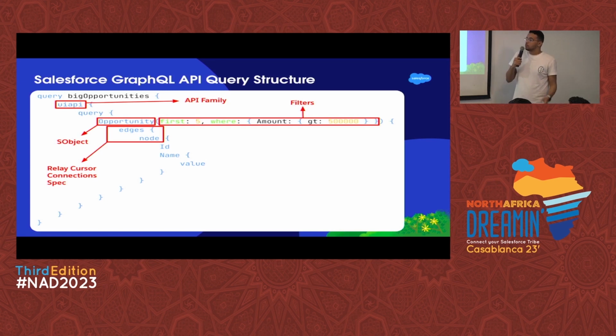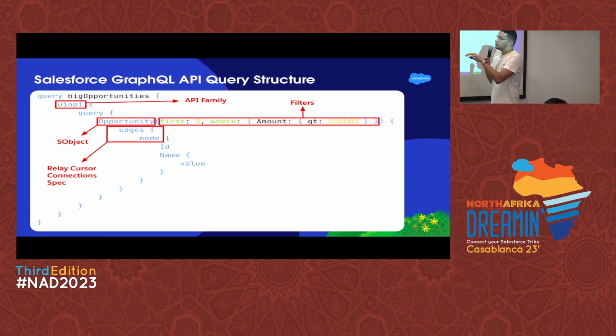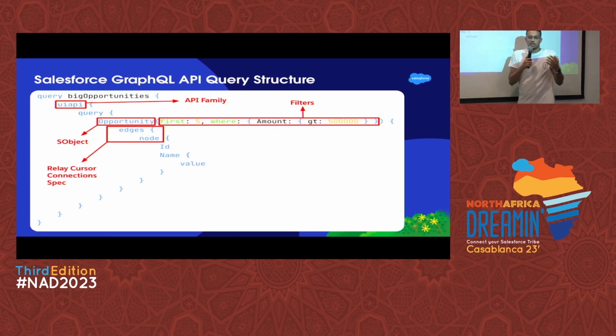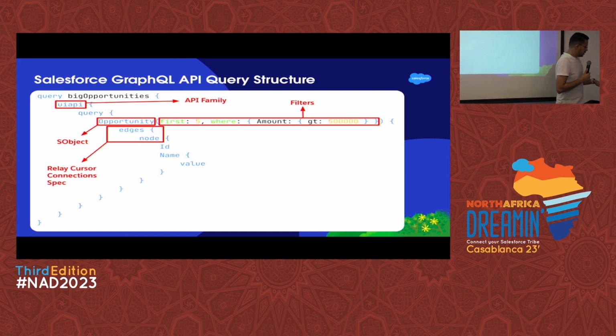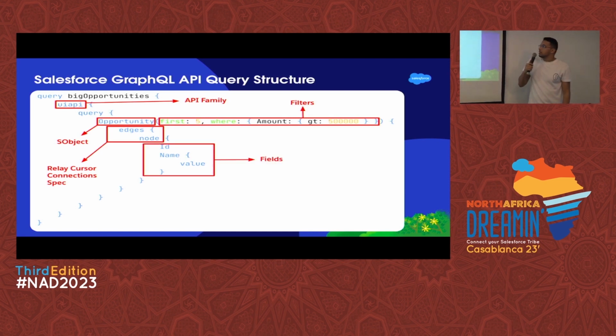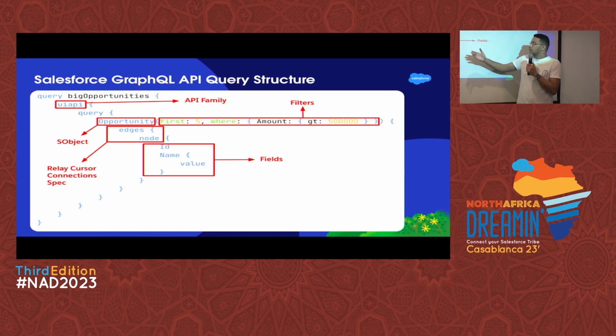When Salesforce implemented the GraphQL API, they implemented what we call the Relay cursor connections specification. This is the standard specification. It's a bit confusing, but note that these two are what make pagination possible, and they make it very efficient too. Okay, and then we're going to move on to the last part. This is where we specify the fields that we want to query.